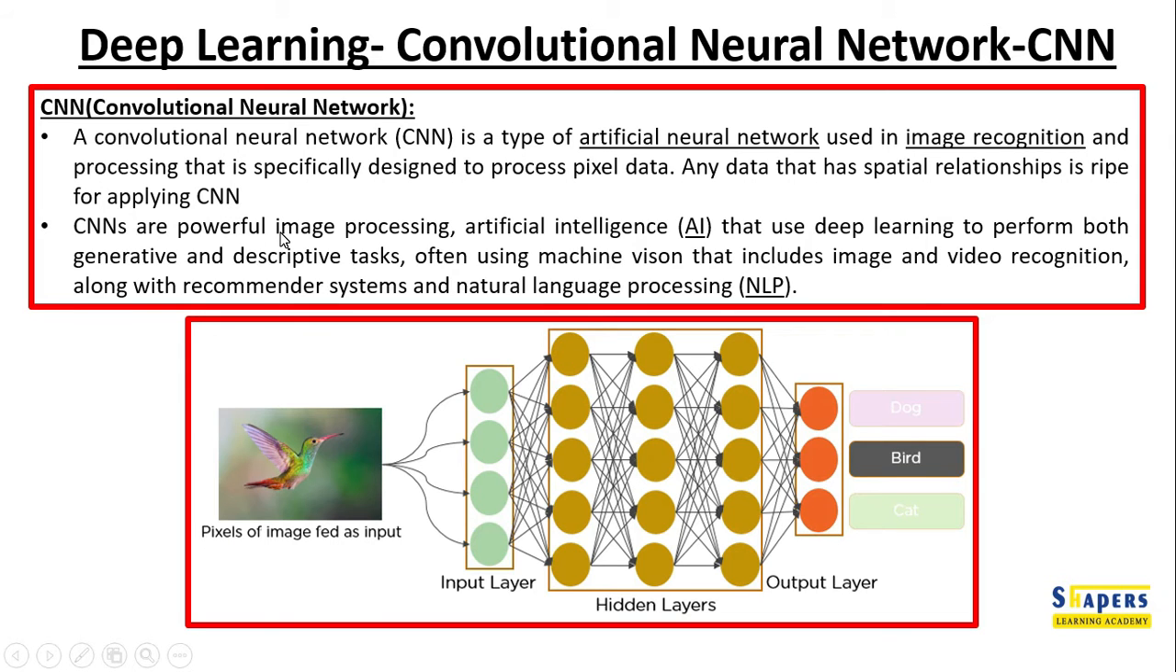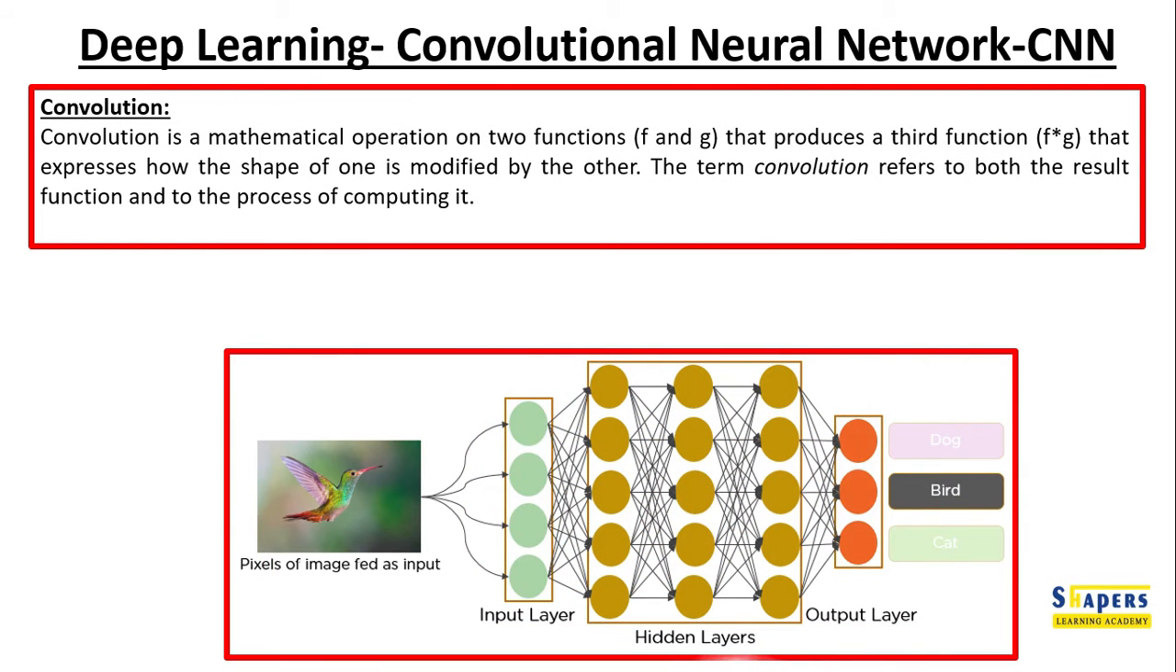CNNs are powerful image processing and artificial intelligence tools that use deep learning to perform both generative and descriptive tasks, often used for machine vision that includes image and video recognition along with NLP.